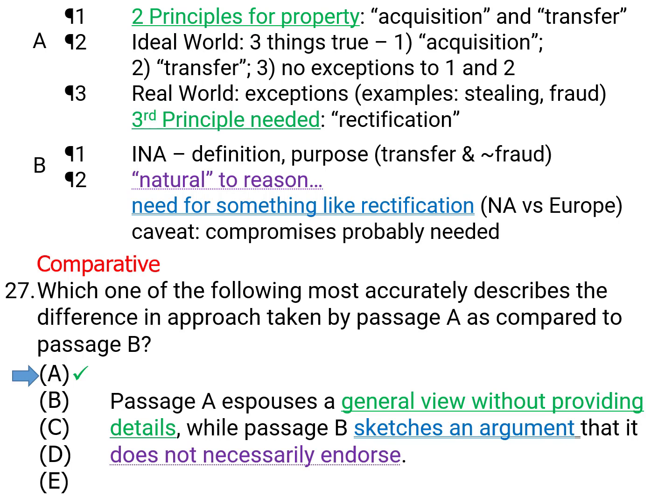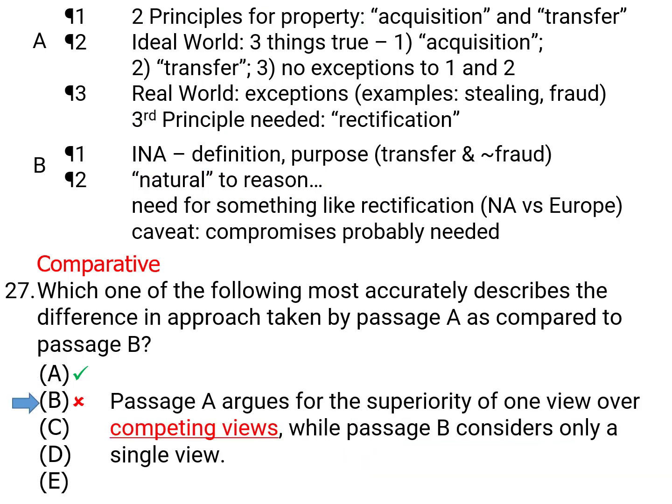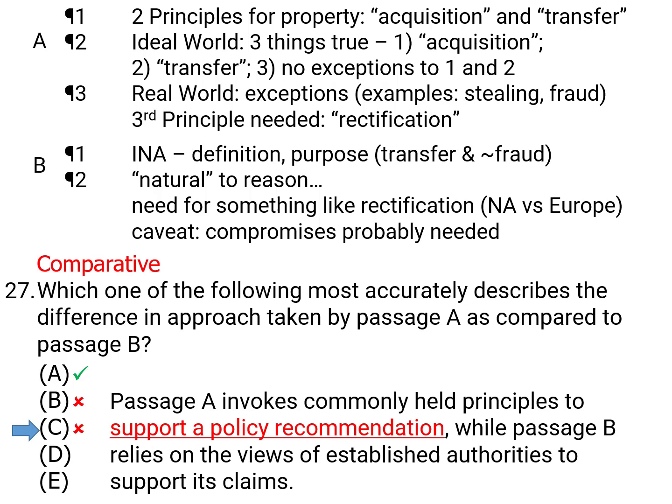Of course, if you were doing a process of elimination, you might shrug at this one thinking, I don't know, maybe. So let's see what's wrong with the other answer choices. Answer choice B, well, we know that the two passages do not have competing views. They have views that are in agreement. Answer choice C, well, remember, passage A is entirely theoretical. It doesn't make policy recommendations.